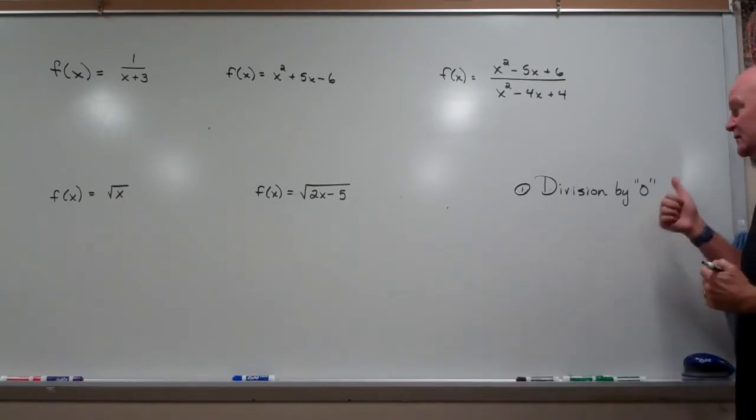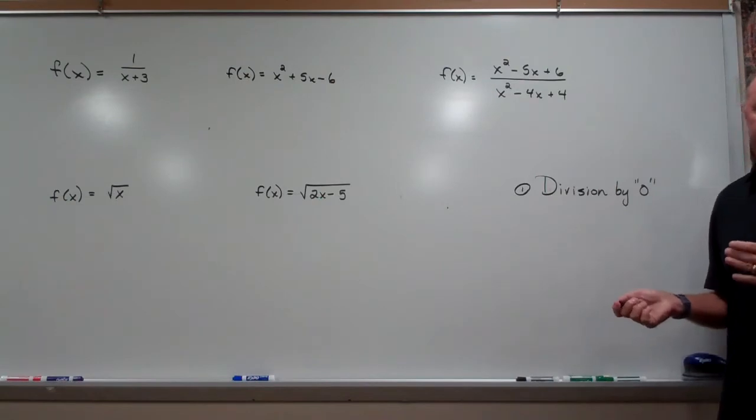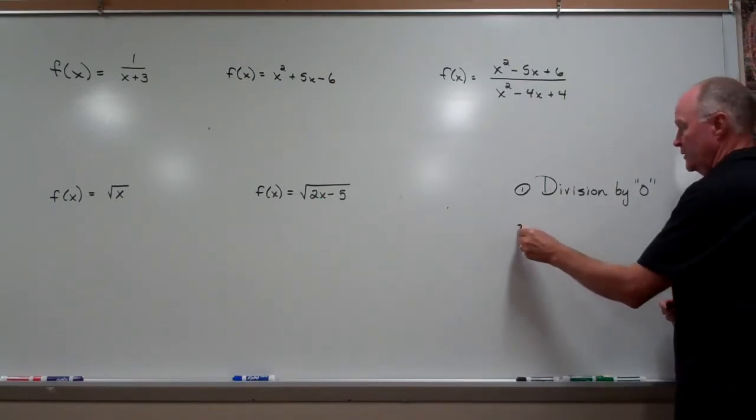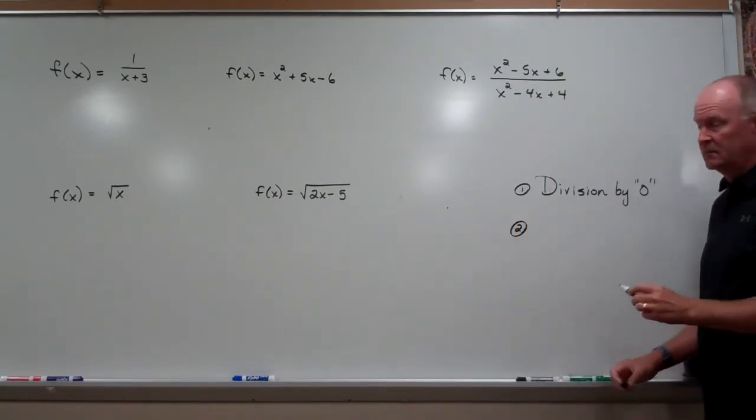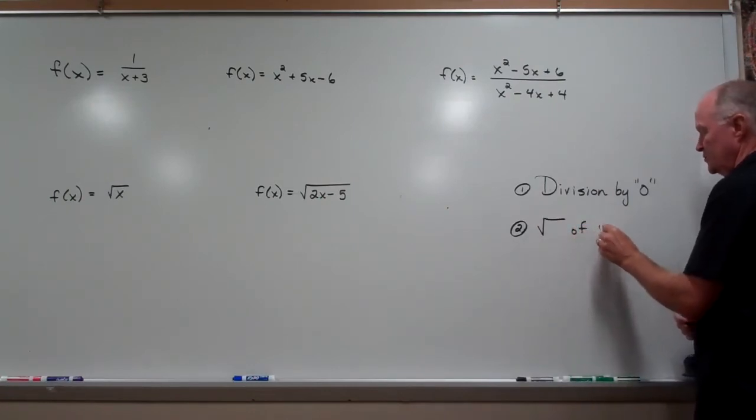And we want to find out who does that and not use them. And the other bad thing we can do in the real number system is we cannot take the square root of negative numbers.